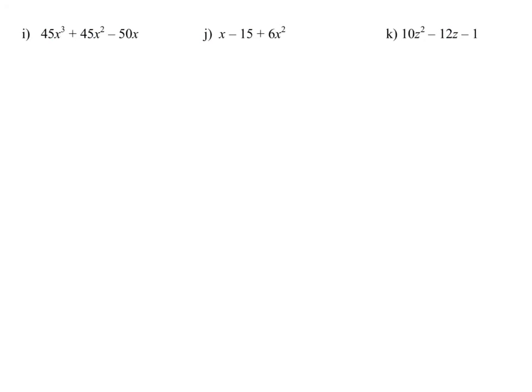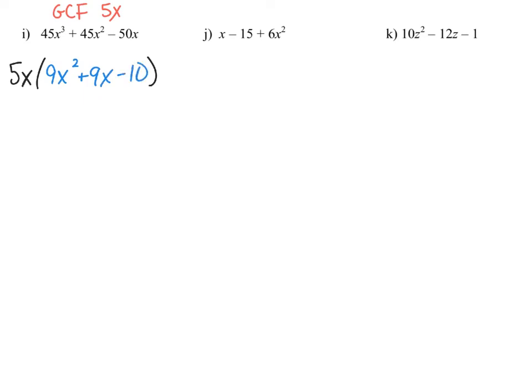In example I, we have 45x to the third plus 45x squared minus 50x. Before using the AC method, we want to factor out a GCF, a common factor. In this case, it is 5x. When you factor out that 5x, what you have left is 9x squared plus 9x minus 10.